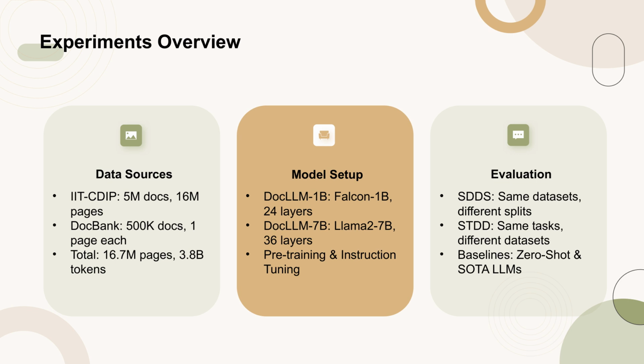The models evaluated are two variants of DocLLM, DocLLM 1B, based on the Falcon 1B architecture with 24 layers, and DocLLM 7B, based on the Llama 2-7B architecture with 36 layers. Both models undergo pre-training and instruction tuning. The evaluation is conducted under two settings: same datasets, different splits, SDDS, and same tasks, different datasets, SDDD. Baselines for comparison include zero-shot, ZS, and state-of-the-art, SOTA, large language models, LLMs.